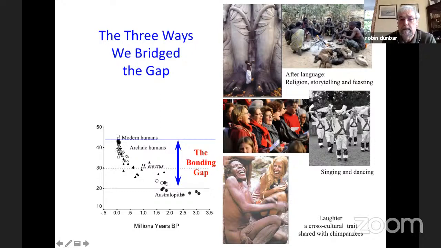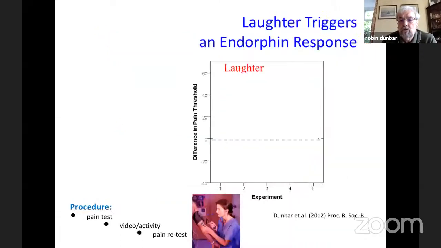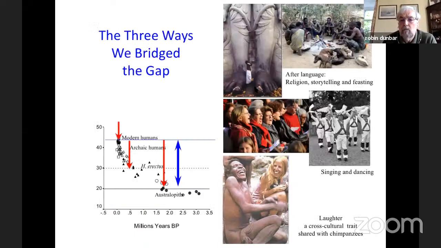And they probably came in at these critical time points here where there appear to be dramatic changes in the pattern of the fossils. Okay, so just to show you that these things really do work in this context, I just emphasize here that what's important about all of these activities, including storytelling and the rituals of religion, is that all of them trigger the endorphin system.